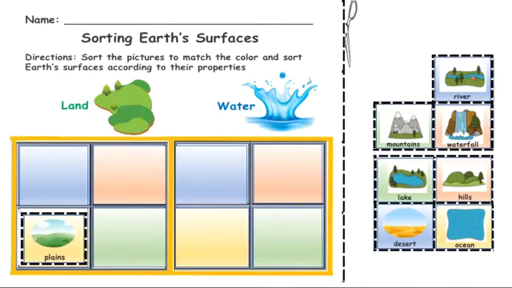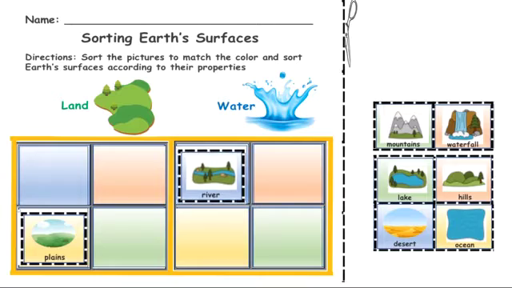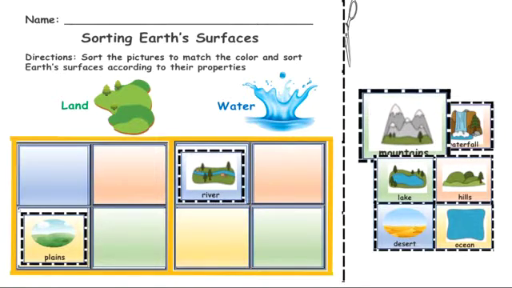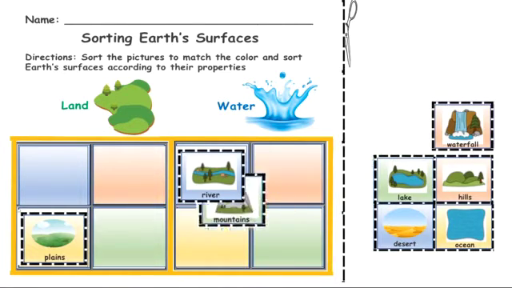All right, now let's take a look at the river. Do you think the river is a land or a water surface? That's right, it's a water surface. So I'm going to put it over here. And which color box should I choose? Blue. All right, next up we have mountains. Are mountains land or water? They're land. And which color box should I choose? The green box.